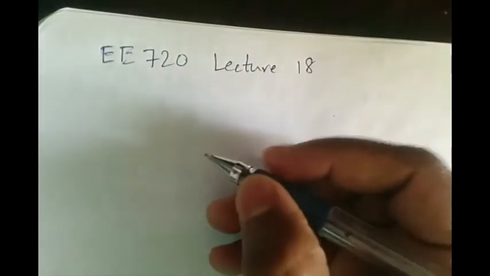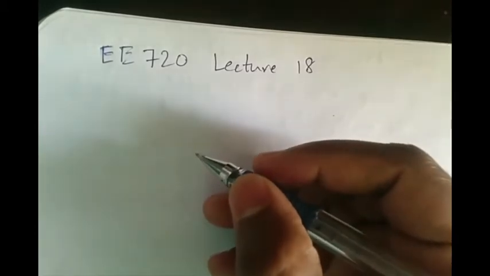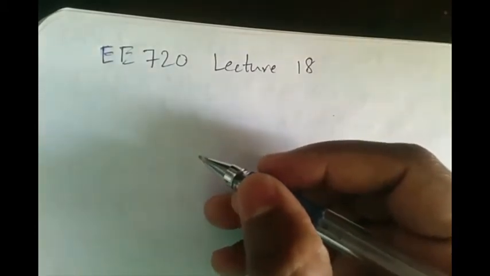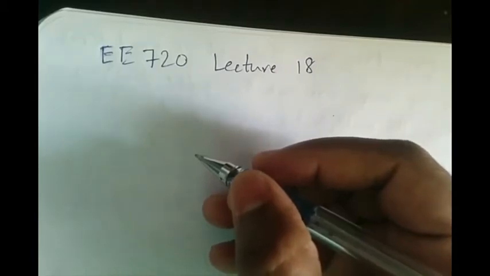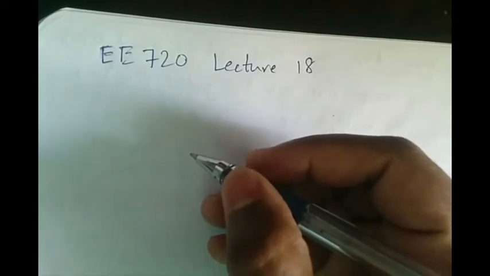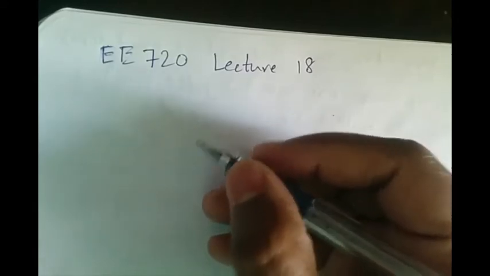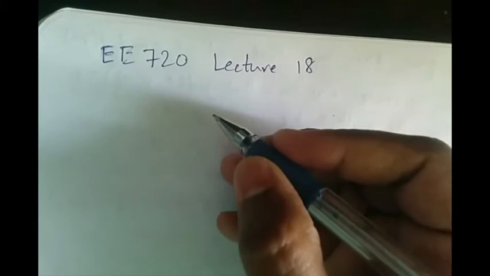So welcome to lecture 18 of E720. In the last lecture we introduced RSA, the public key encryption scheme named after Rivest, Shamir and Adelman. I said that we'll do a numerical example in this lecture, so let's do that one.